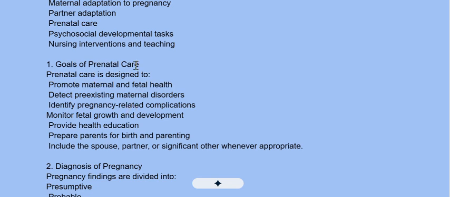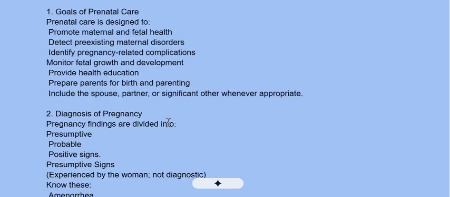1. Goals of prenatal care. Prenatal care is designed to promote maternal and fetal health, detect pre-existing maternal disorders, identify pregnancy-related complications, monitor fetal growth and development, provide health education, prepare parents for birth and parenting, and include the spouse, partner, or significant other whenever appropriate.